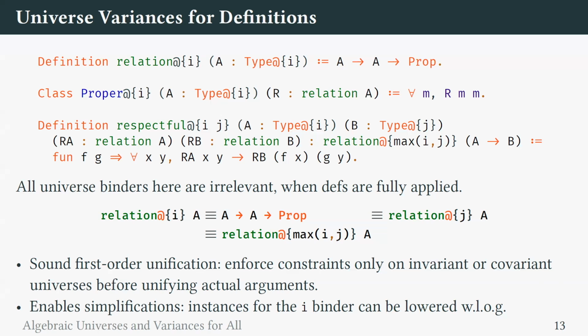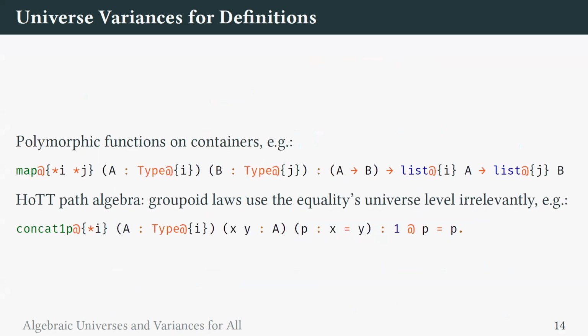So this gives us a sound way to do first order unification by postponing the comparison of universes when they are not necessary. Sometimes they are still necessary if the universe is invariant or covariant. But it also enables simplifications. We can see that the I binders here, or I and J binders here, can be lowered to recover what we would have without cumulativity and without losing any generality.